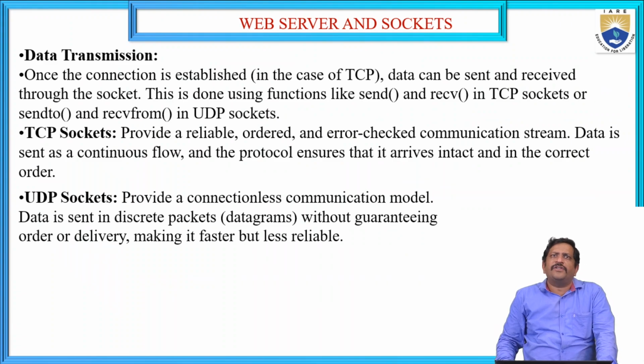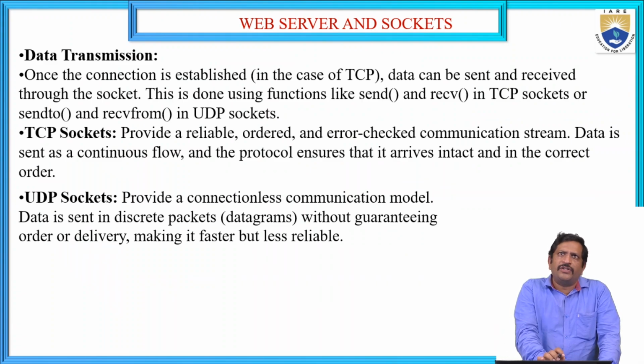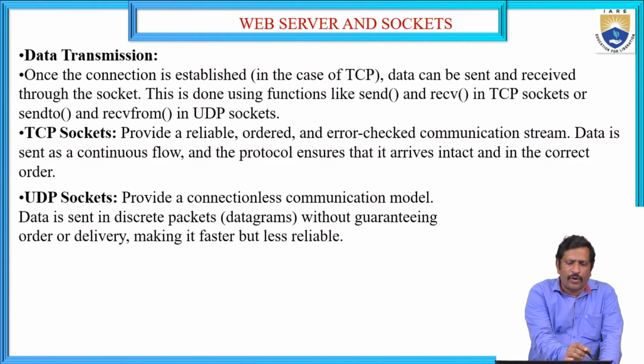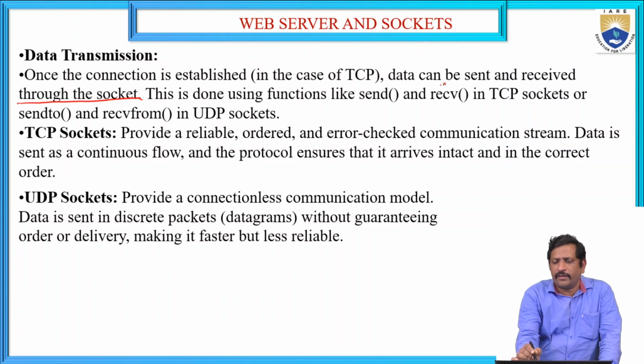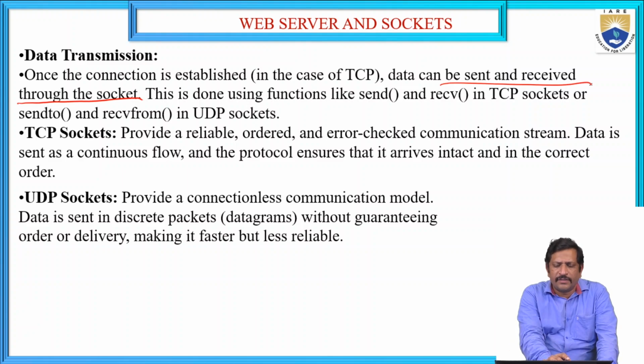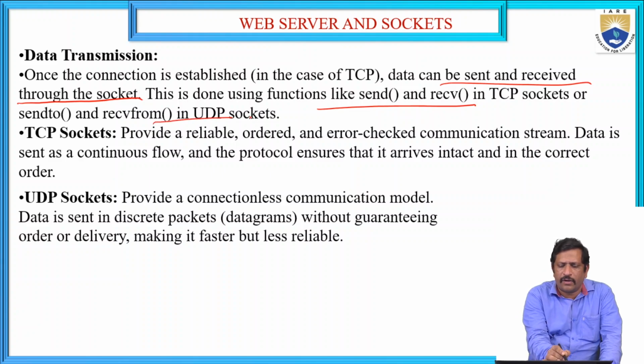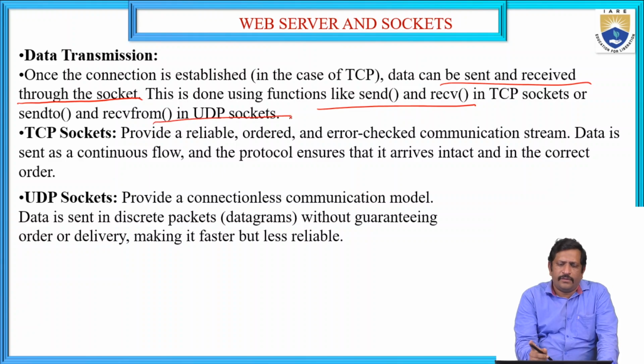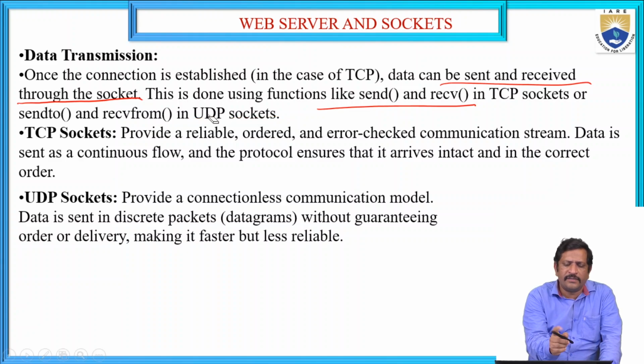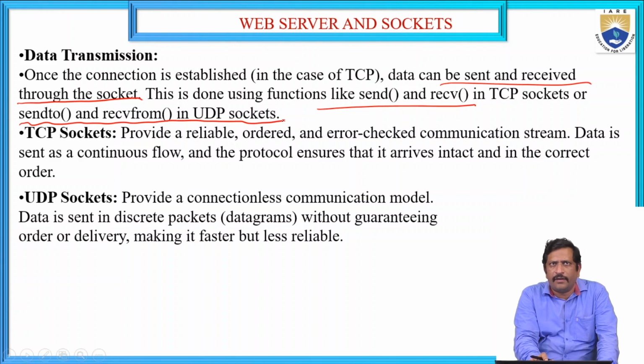Here is data transmission. Once the connection is established, in the case of TCP, data can be sent and received through the sockets. This is done using functions like send and receive. Send and receive are used in TCP sockets, while sendto and recvfrom are used in UDP sockets. These are the functions we utilize for sending and receiving the data.